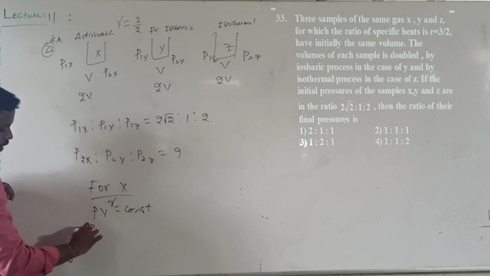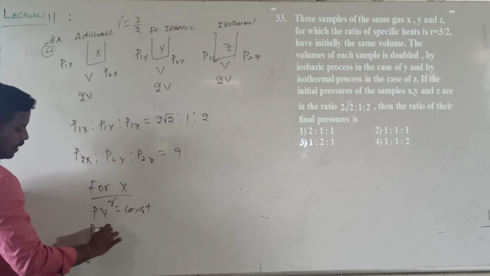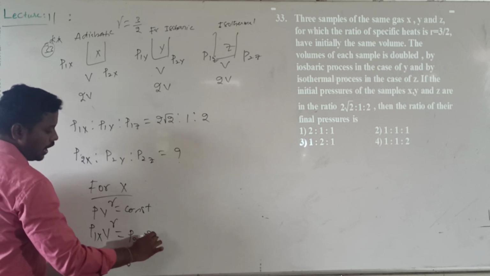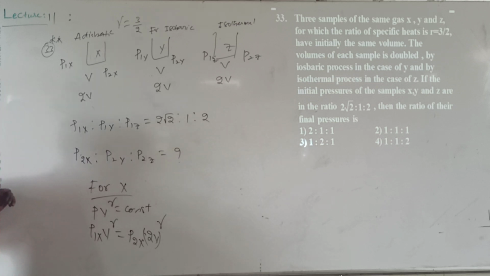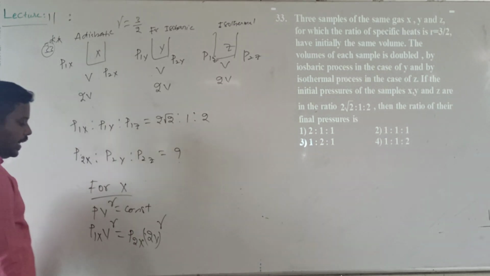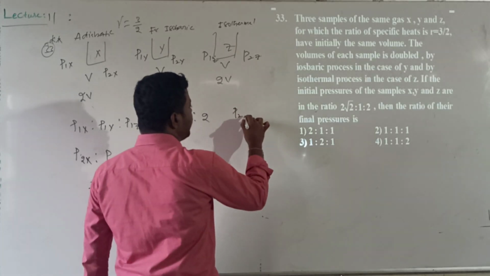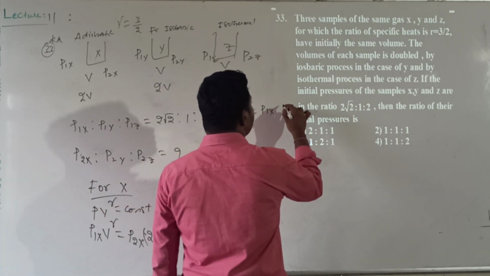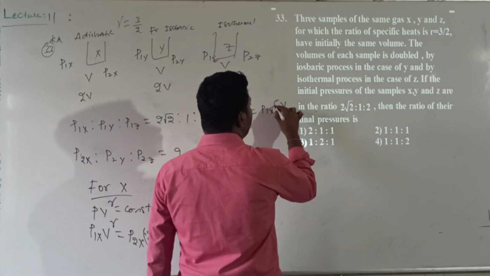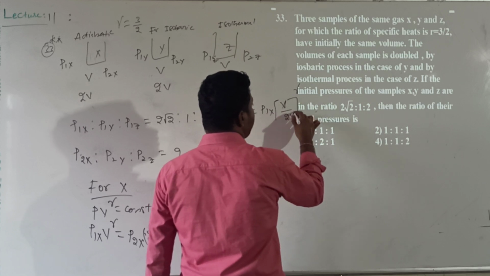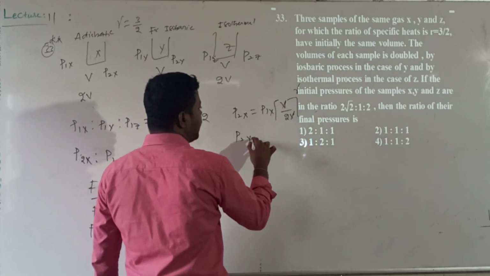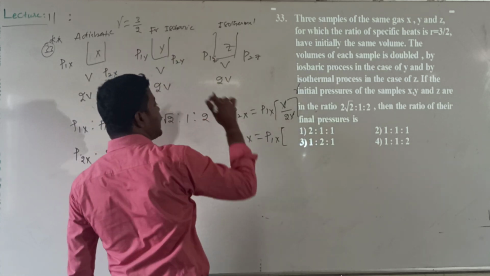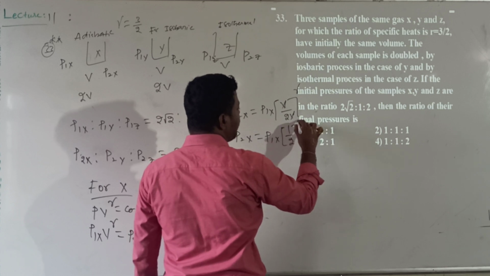So what can I write? P1x into V^γ is equal to P2x into (2V)^γ. Why 2V^γ? Because the final volume is 2V. Then what is the value of P2x? P2x is equal to P1x into (V divided by 2V) whole power γ. The V cancels. The gamma value is 3/2, that is (1/2) whole power of 3/2.